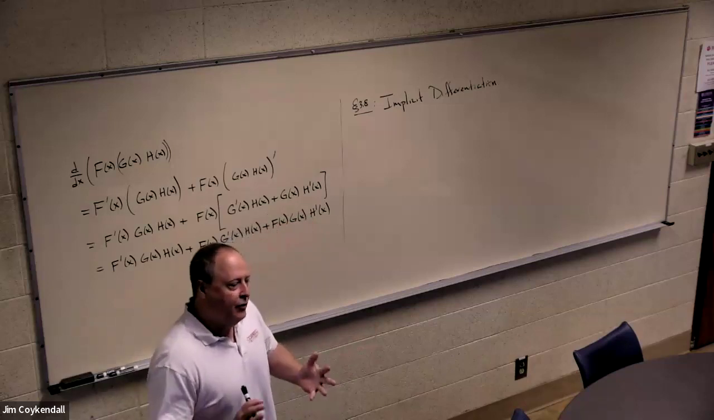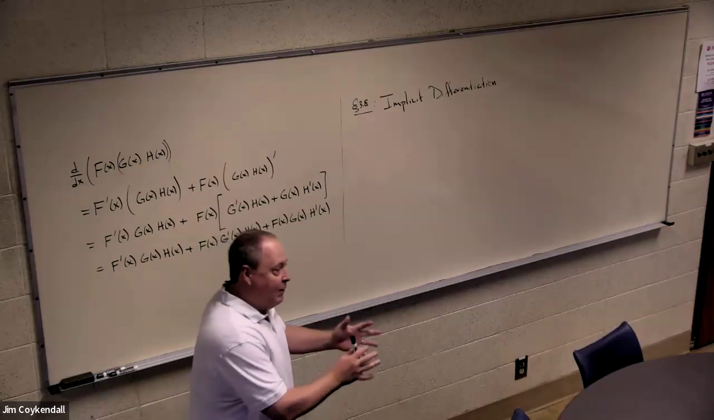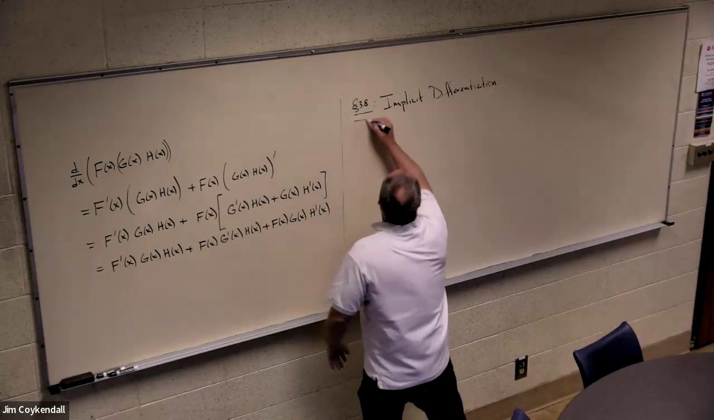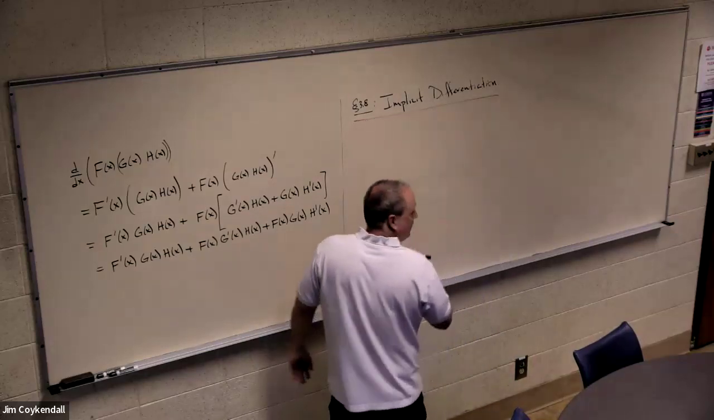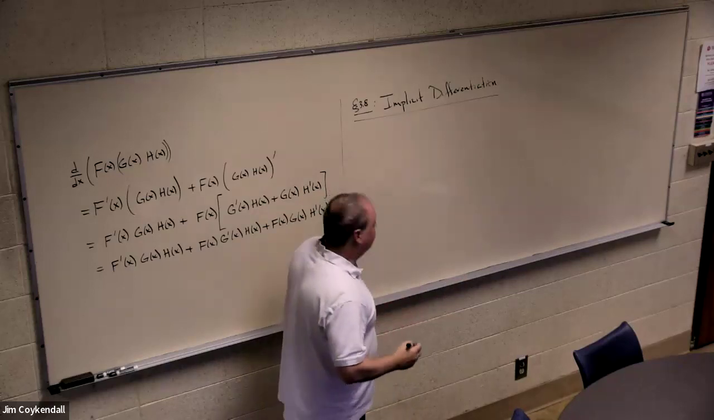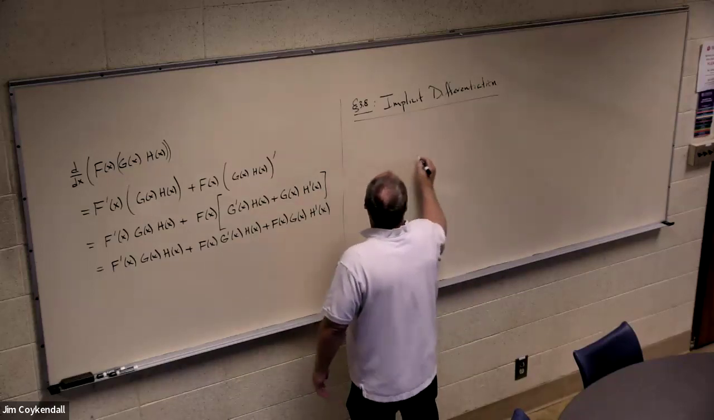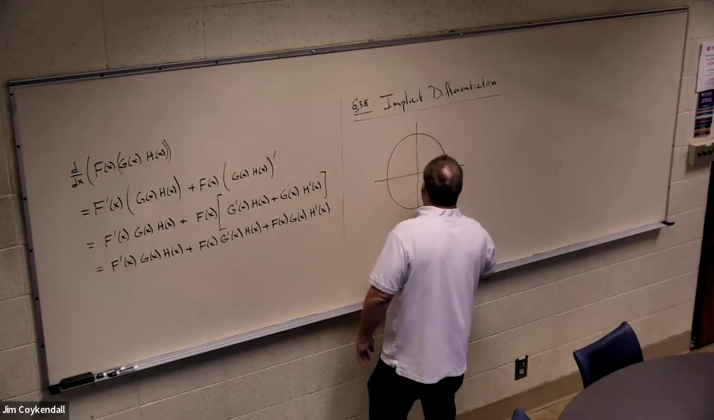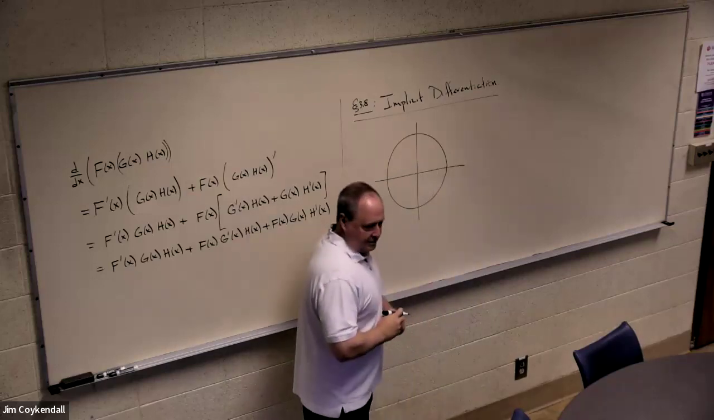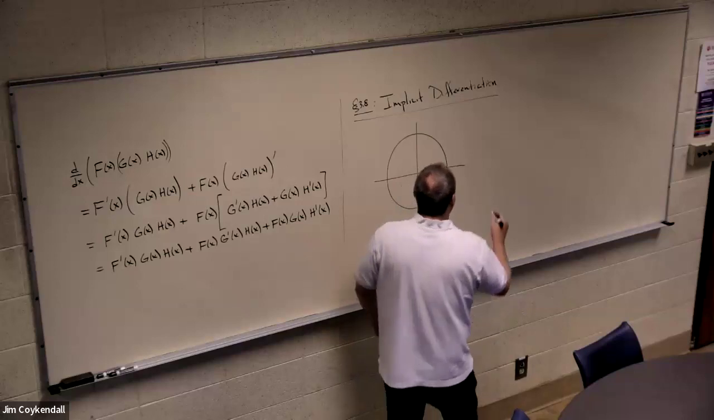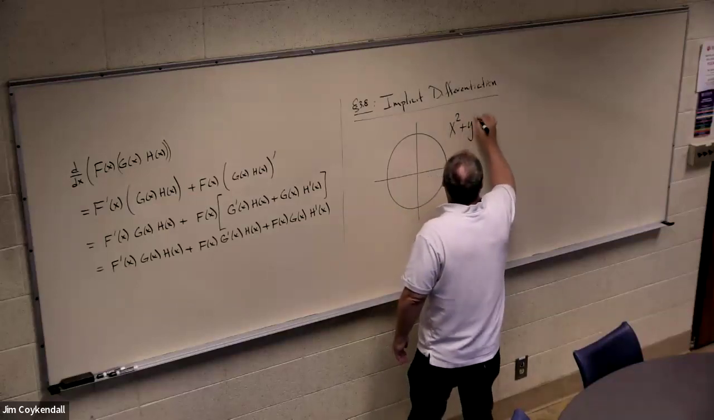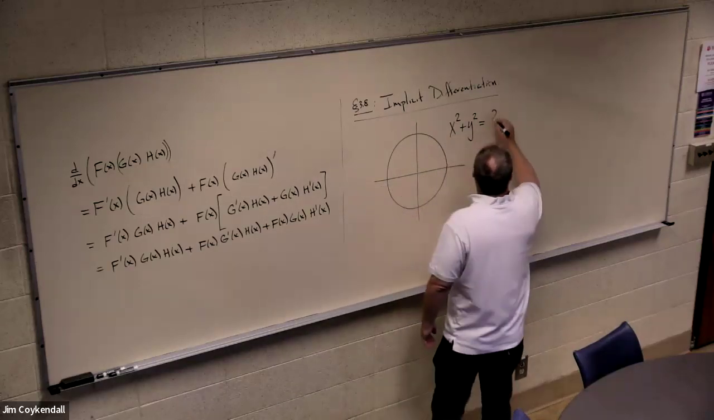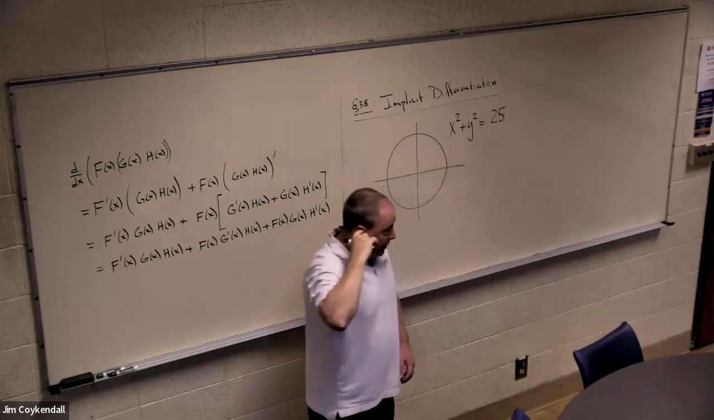allows you to take derivatives of functions that maybe you can't write down explicitly, but you know it appears as part of some equation, right? It's implicitly defined. Let me give you an example of an implicitly defined function that you all could see. This is a circle. What's the equation for this? X squared plus y squared is whatever the radius squared is. This is a circle of radius 5 centered at the origin.